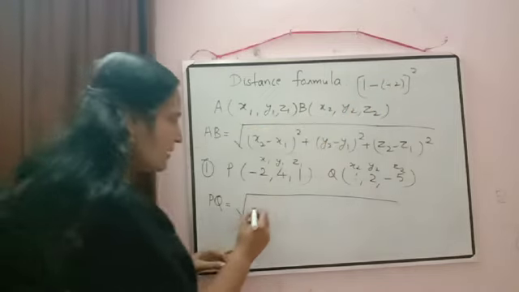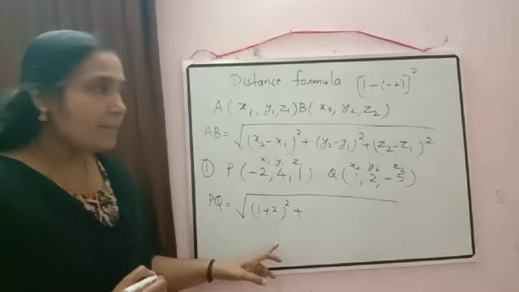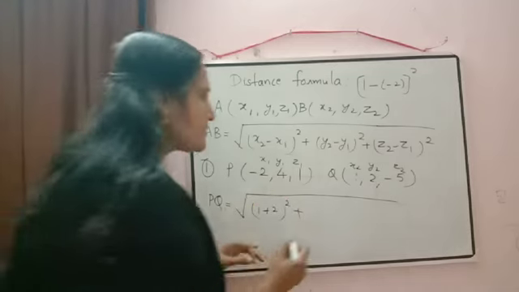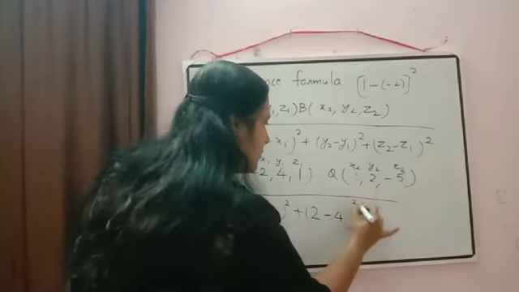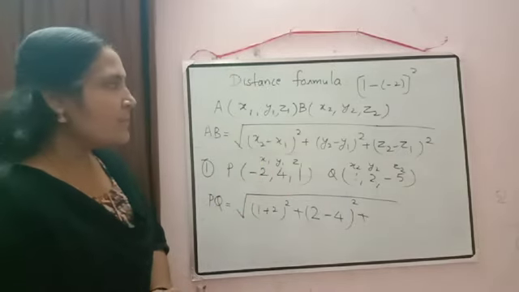1 plus 2 the whole square, plus, next one, y2 minus y1 the whole square. So y2 is 2 minus 4 the whole square, plus z2 minus z1 the whole square.